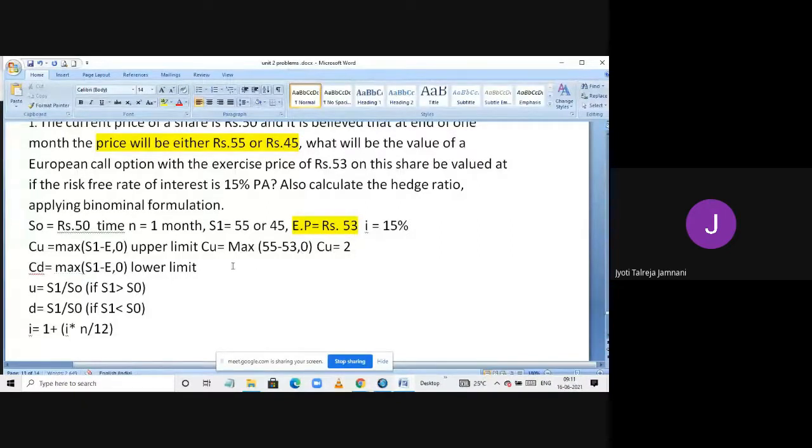Now let's see how to find the CD value. CD is equal to maximum of the same formula, S1 minus E or 0. Now here, which S1 should we take?